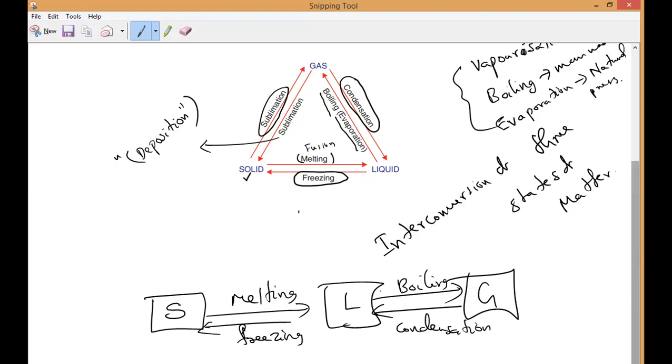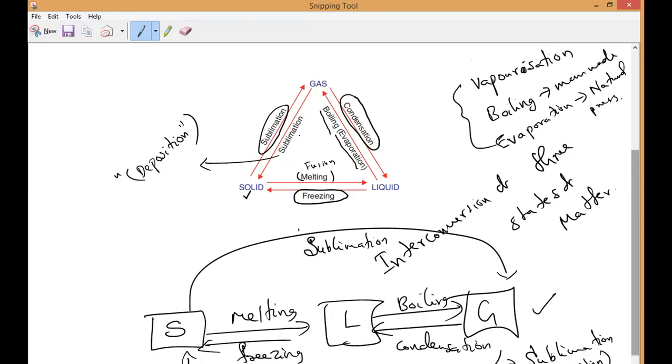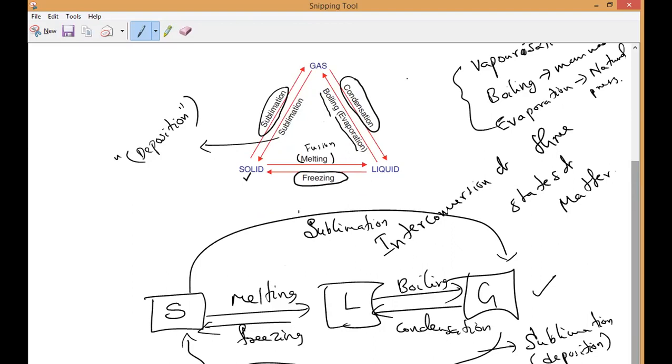So you can notice it here. They will keep an up arrow from solid to gas, and they will write sublimation. In the same way, gas to solid, they call sublimation, or also we can call it deposition. So that is one way, this one or this one. But the triangular form is very beautiful and we can easily remember. All of you write this one.